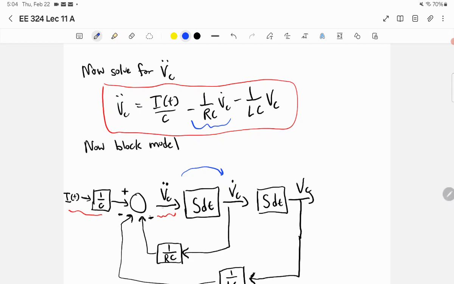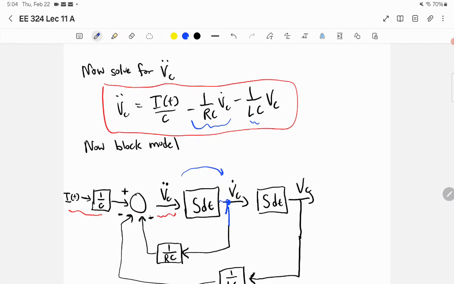So I'm going to run the VC double dot through an integrator, so I get VC dot. And then down here, the VC dot is going to run through a gain block of 1 over RC, right? Because we're multiplying by 1 over RC, which is then, of course, going to go back into the summer. So that takes care of the VC dot.